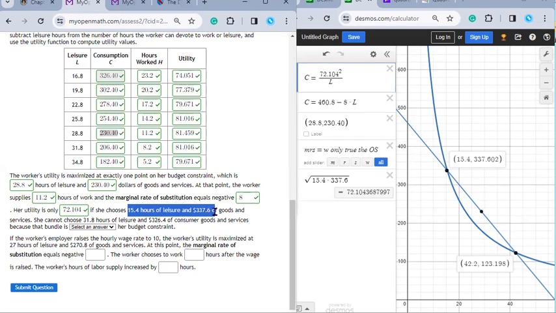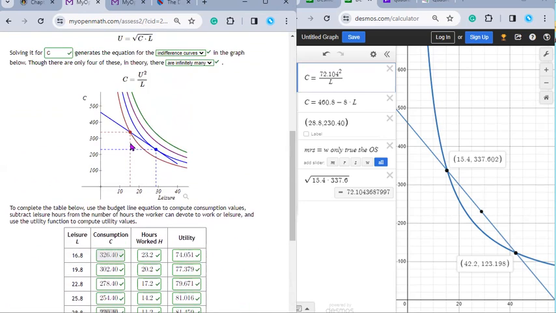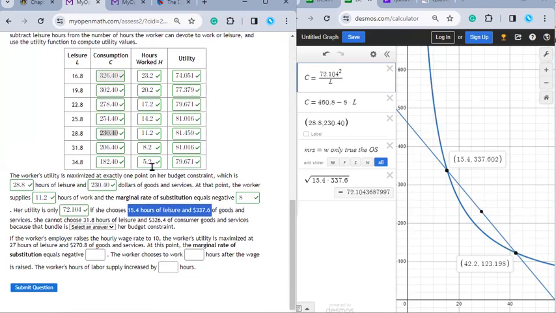So this point, this bundle of leisure and consumer goods and services, is on our budget line, but it's on an indifference curve that represents less utility than the one that goes through the optimal point, right? So we have less utility. This point doesn't maximize her utility. She's spending as much money as she is here, but her utility is lower, right? Now, what about this point here?